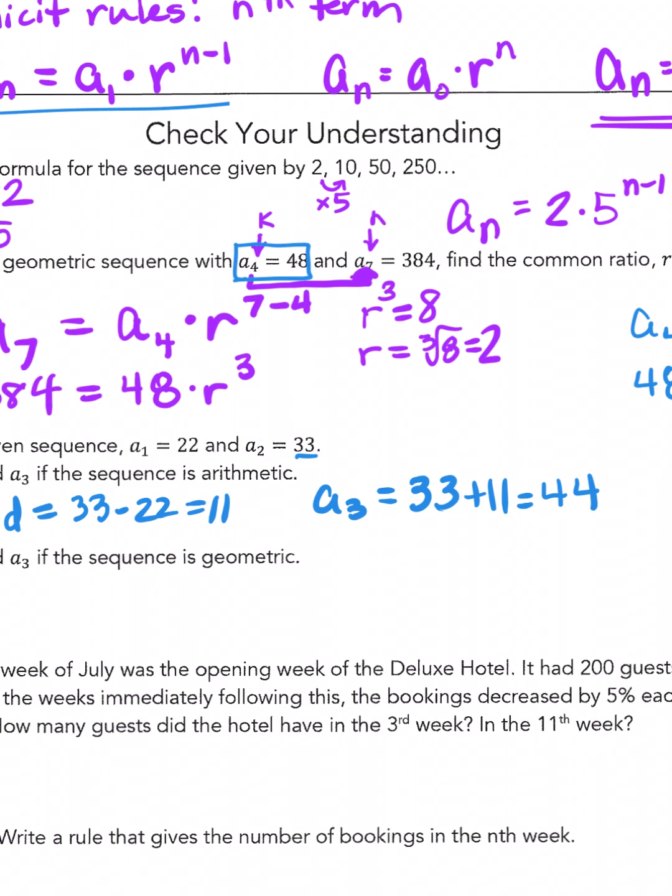What if it's geometric? How do we find the common ratio if it's geometric? Instead of subtracting, what do we need to do? Divide. Divide what by what? Yes. Divide 33 by 22. That leaves us with what? 3 over 2, which is... I'd prefer to deal with it as a decimal, wouldn't you? 1.5.